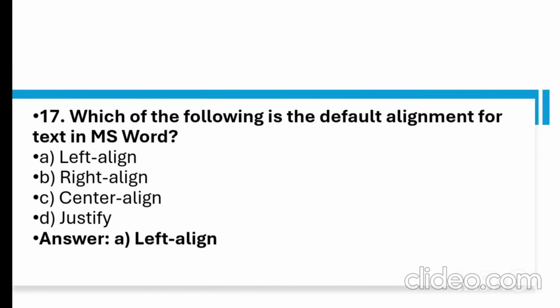Question number 17. Which of the following is the default alignment for text in MS Word? Options are A. Left align, B. Right align, C. Center align, or D. Justify. So the correct answer is A. Left align.